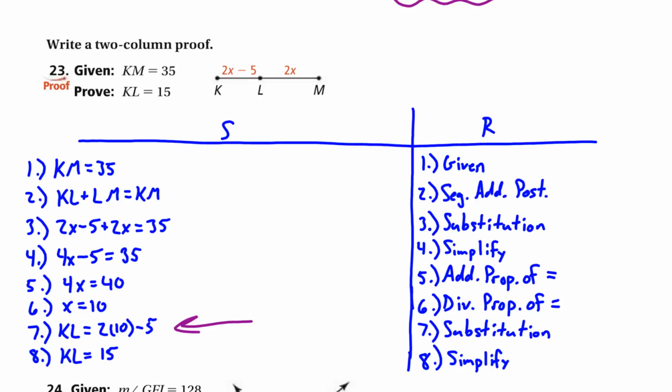So we plug that 10 in for x, and again, that's substitution. After we substitute that 10 in, we have to simplify what's left. So I simplify what's left, and I get KL equals 15, which is what I was looking for in the first place. So now I've proven that that's true.